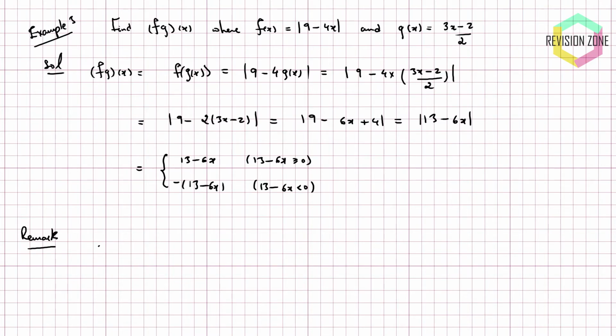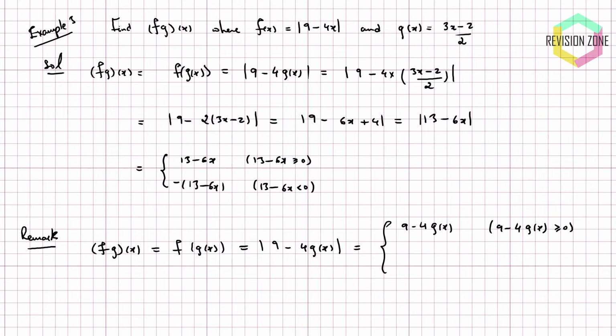And the remark might be, what if I actually wanted to calculate the exact same thing using the piecewise definition of the modulus function? So that can be done. So we basically end up with this, and at this stage we can go to our description of the modulus function. So we can say it's going to be 9 minus 4 times g of x, precisely when 9 minus 4 times g of x is positive. And it's going to be negative of 9 minus 4 times g of x, precisely when 9 minus 4 times g of x is negative, okay?